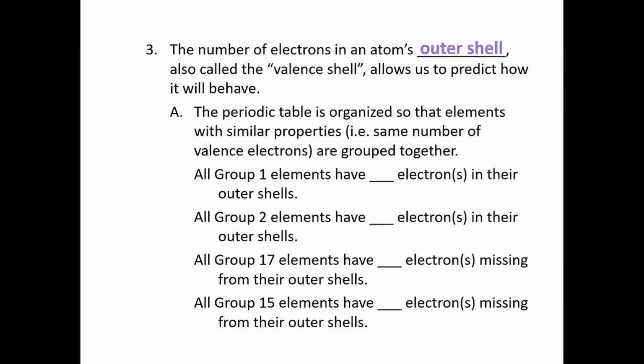Like I mentioned, that outer shell, also called the valence shell, the number of electrons we find there can help tell us how this atom is going to react or behave. If we look at the organization again, we group things together based on similar properties, namely how many valence electrons they have. Everyone in group 1 has 1 electron in their outer shell, group 2 has 2, group 17 has 7, group 15 has 5. You don't have to memorize these numbers. I don't expect you to memorize the periodic table, but just understand what these things mean.